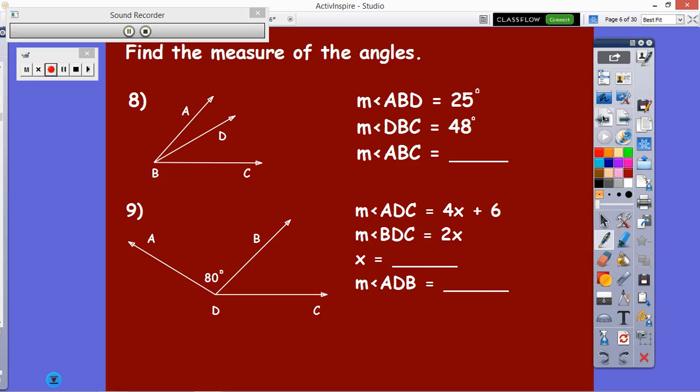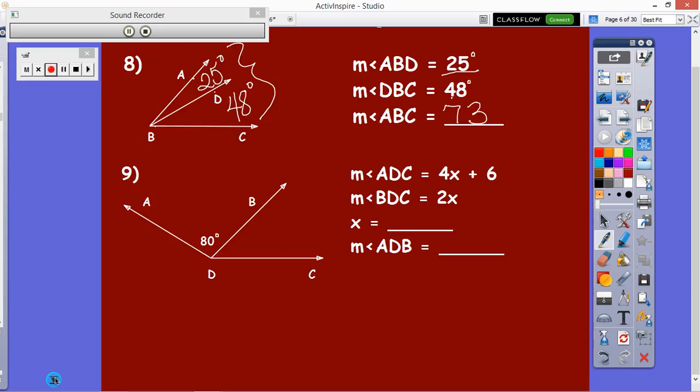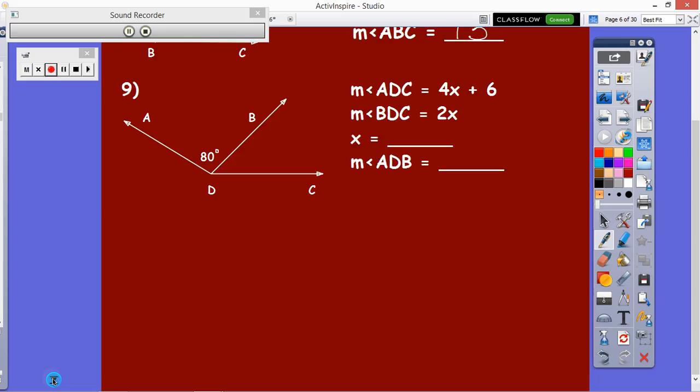Number 8, we look at this one. The ABD that we see here is 25 degrees. The DBC that we see here is 48 degrees. They want to know the big angle of ABC, so I would add these two things together, which would give me 73. On the next one here, notice that we can solve this one. We have enough information, but the information is a little different.